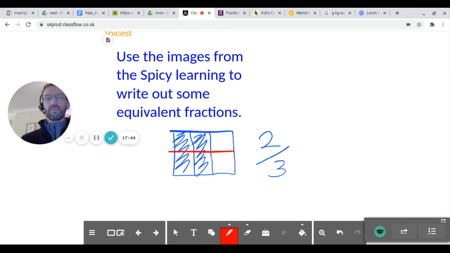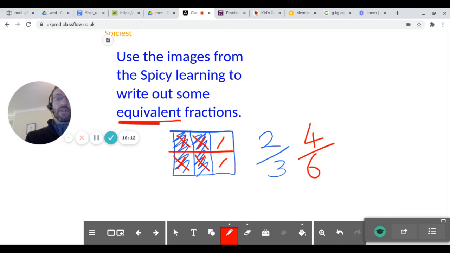And now I can see that there are 6 parts altogether. 1, 2, 3, 4, 5, 6. So the 6 would go underneath. That's the denominator. How many are shaded? Well, if I look at the blue squares which are shaded, I've got 1, 2, 3, 4. So 4/6 is the same or equivalent to 2/3. So I can put a little equal sign in the middle there. And that's how we do equivalent fractions.